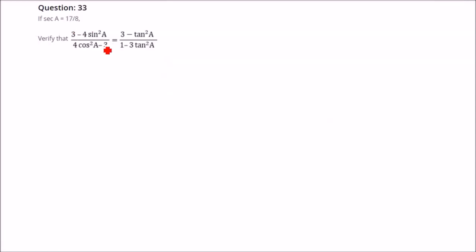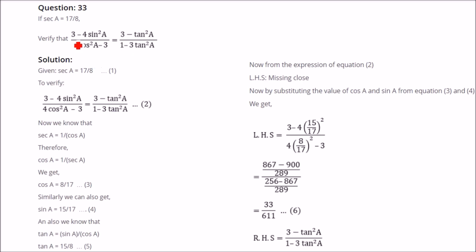Now sec A is 17 by 8. You have to find, or rather verify this. So just find out the other values. Sec A is 17 by 8, so cos A will be equal to 8 by 17. Now I'll use sin square theta. If you want, you can use sin square theta plus cos square theta equal to 1. You can always use that. Otherwise, you can just use the formula. So for sin A, this is 8 by 17.